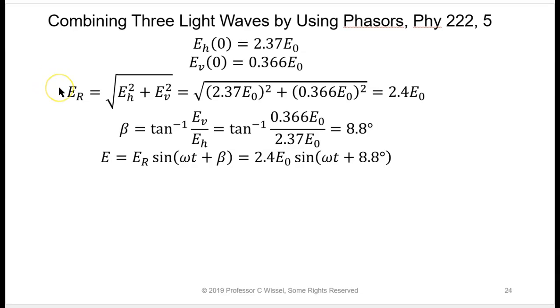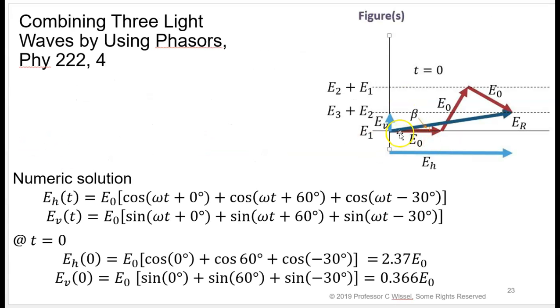In order to find a result, we take the square root of the sum of the squares. So the square root of 2.37 E naught squared plus 0.366 E naught squared ends up being 2.4 E naught. That is this amplitude right here.